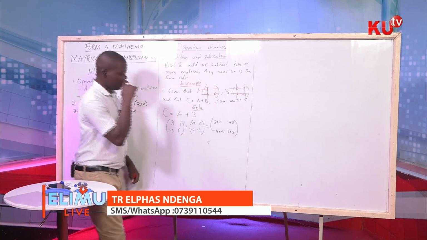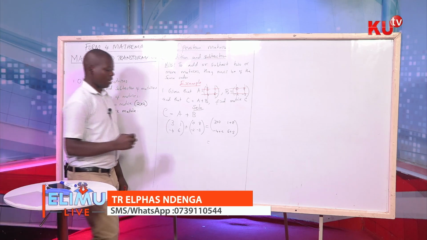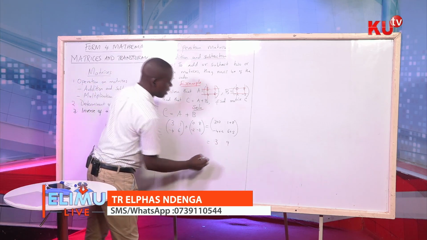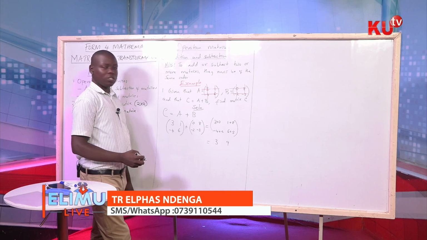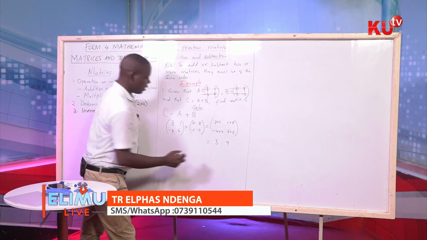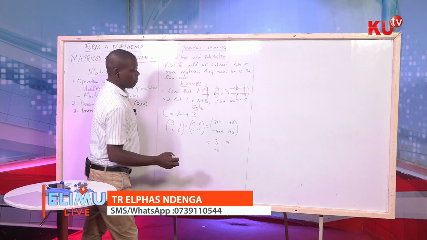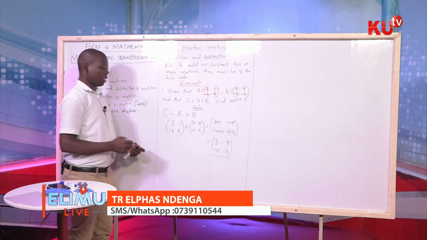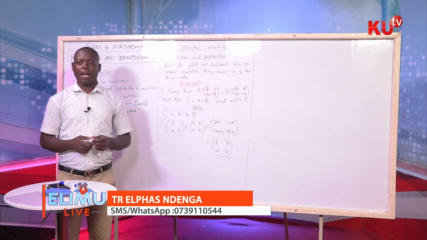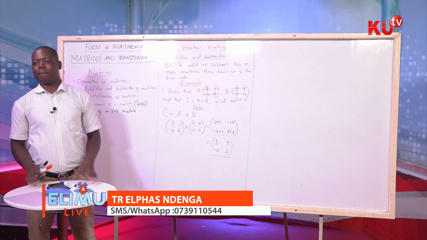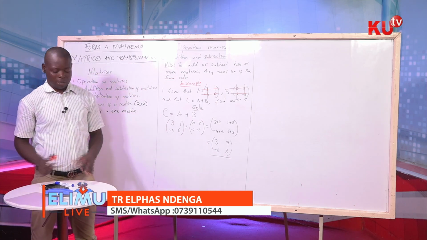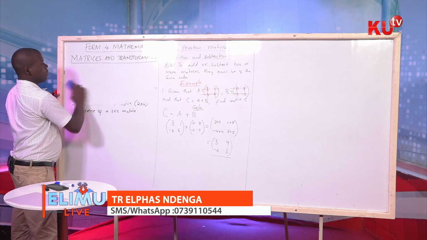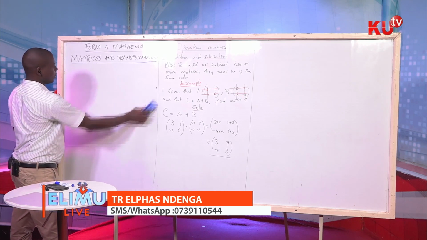So what is the sum, students? 3 plus 0 is 3. 1 plus 8 is 9. Negative 4 plus negative 2, students, is negative 6. And 6 plus negative 3 is 3. Therefore, our matrix C, students, is 3, 9, negative 6, 3. So we have obtained our value for matrix C. We have now matrix C in place. Good.